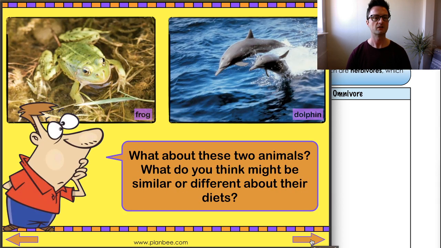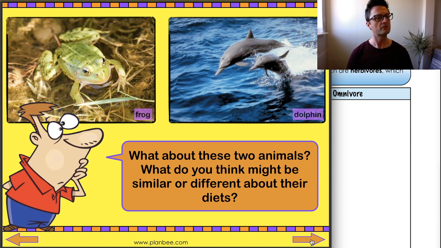A frog and a dolphin. What about these two animals? What do you think might be different or similar about their diets? Have a think, talk to your partner, or tell me now in the chat. Somebody is suggesting that one of those animals might be a herbivore, carnivore, or omnivore. Well, we'll find out soon.